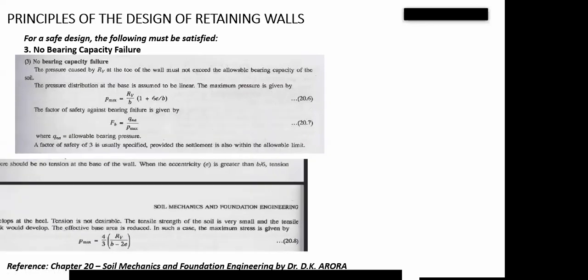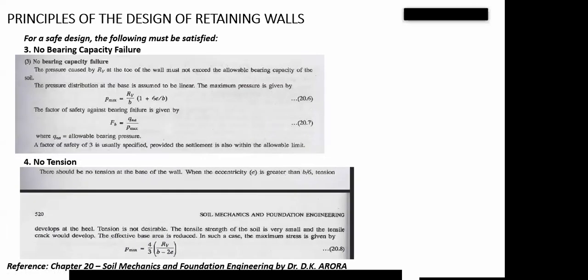And the last one is what? No tension. There should not be any tension at the base of the wall. So remember, I'm also going back to eccentricity. Eccentricity is what? Eccentricity is the distance between your what?